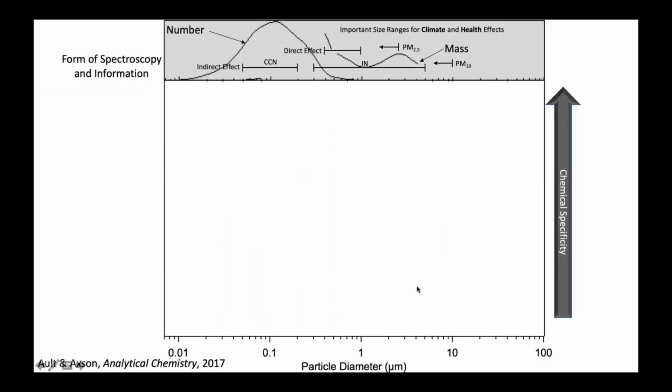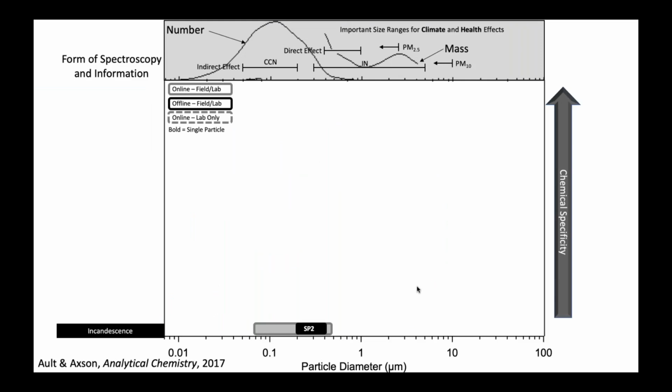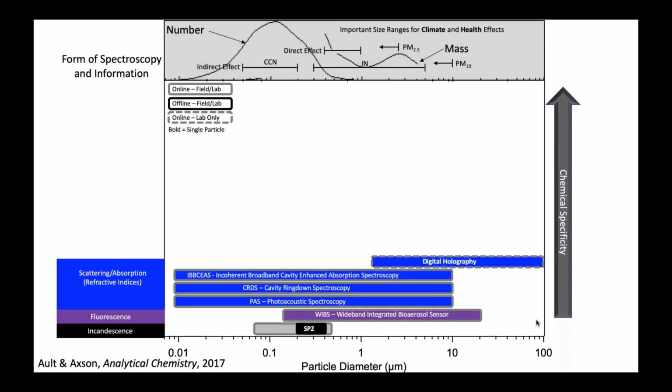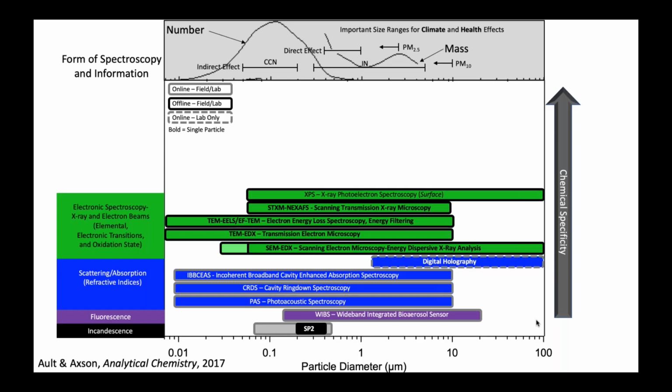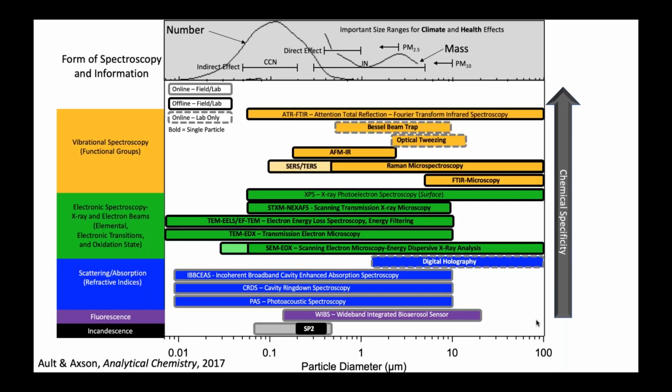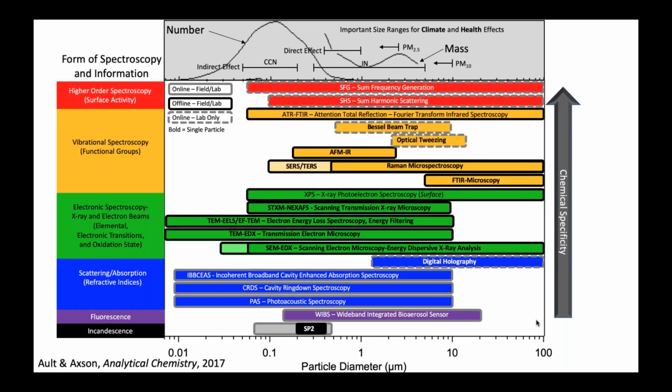So with that, we can think about how all of these different methods are able to measure different sizes of aerosols. And so for this figure, which is from a review in Analytical Chem in 2017, we're moving from less chemically complex approaches, such as the SP2, which looks at soot particles, to more chemically specific information like the bioaerosol sensor, the WIBS, scattering and absorption measurements, electron microscopy with X-ray spectroscopy, and more vibrational spectroscopy type information, including surface sensitive spectroscopy.